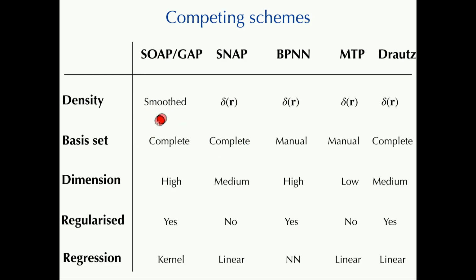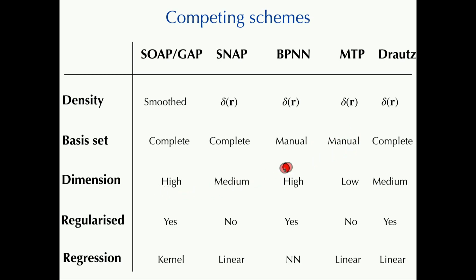So they're all based on the density. SOAP, so my group's using SOAP, we smooth them with the Gaussians. The other groups do not. They use delta functions. The basis set for SOAP is complete because we use this complete set of invariants, the second order spherical harmonics. SNAP is based on the bispectrum. Ralph Drautz's basis functions again are complete. Behler-Parrinello neural networks have a manual way of selecting the different symmetry functions. Moment tensor potentials are created by Alex Shapeev, and again, there's a manual selection.